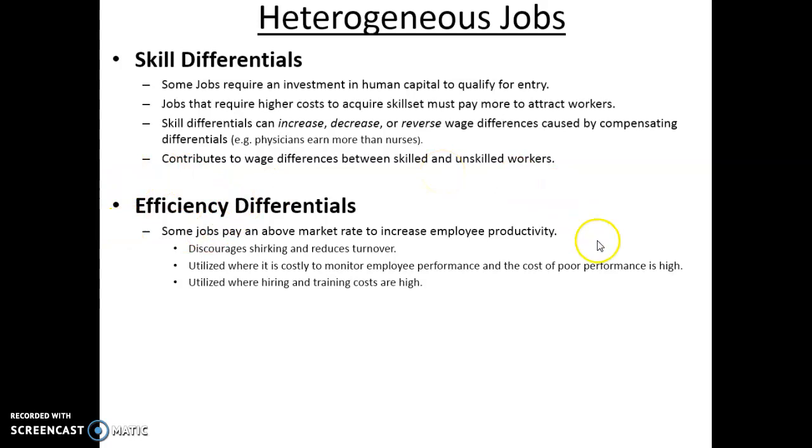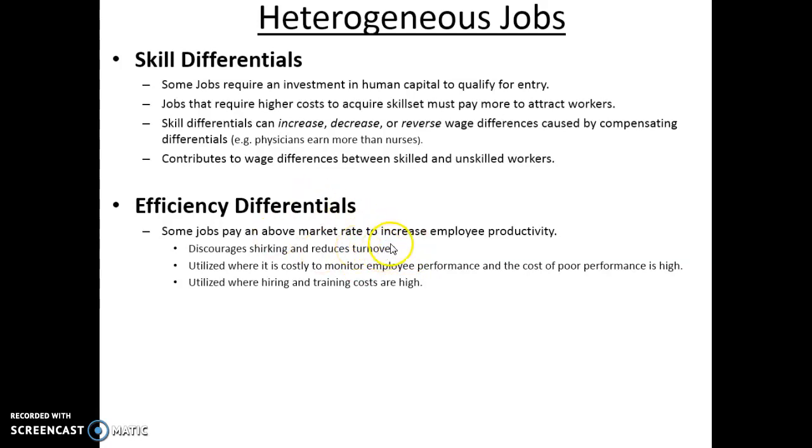Why does it create a more efficient worker? Well, it discourages shirking and it reduces turnover. Shirking is laziness, not doing the job that you're asked to do. And turnover is leaving a job. So if you're making more than the market rate, let's say you're working for In-N-Out and you're making $15 an hour as a drive-through cashier, and if you lose that job because you're lazy or you just leave, then you're going to go and make maybe 12 bucks at McDonald's.